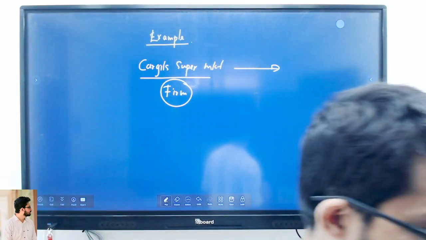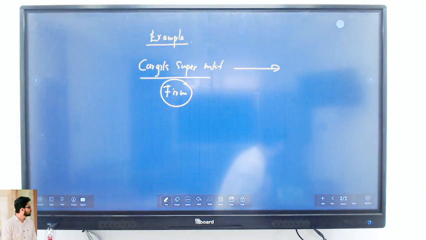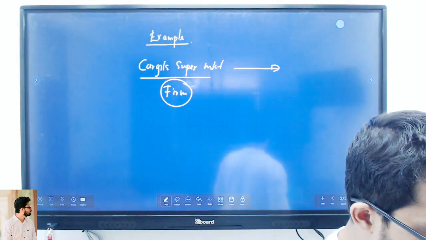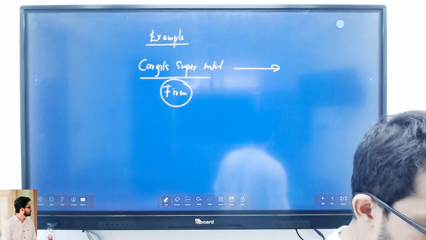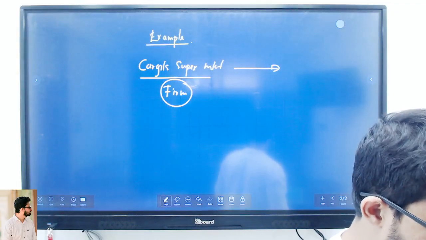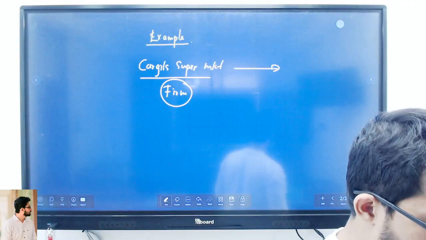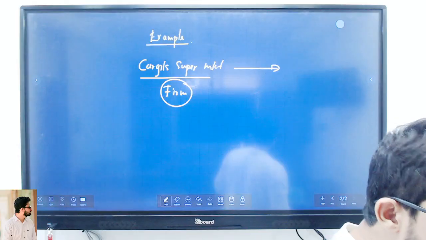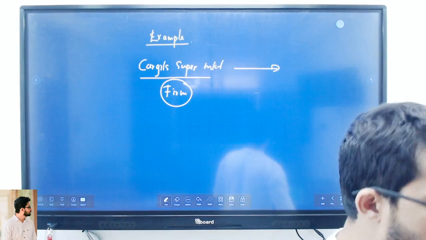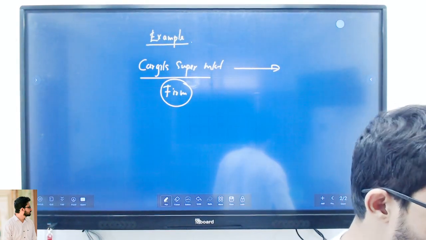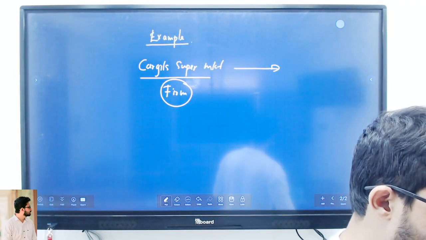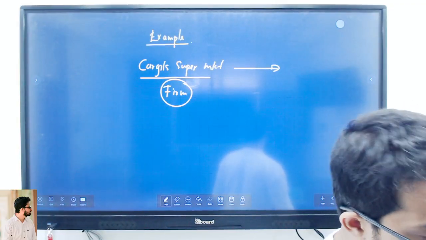Aren't you there? Hello? Is it one large firm, sir? No. I'm asking. Not that. Cargills supermarket is the firm, one single firm. I'm talking about firm and industry, not large number of sellers or anything. I'm asking, to which industry does Cargills belong? Banking industry or insurance industry, right? Or what is the industry?